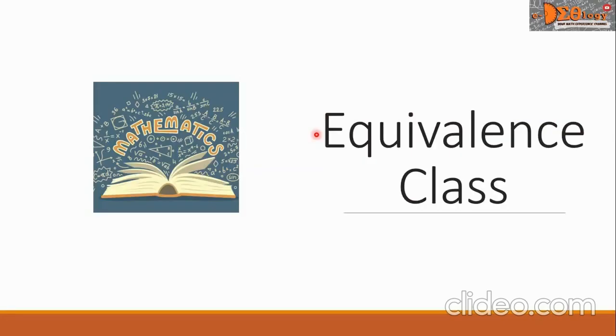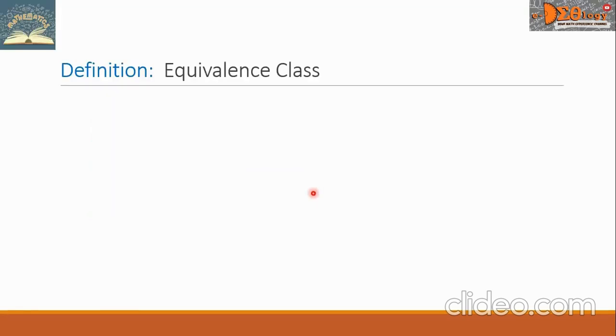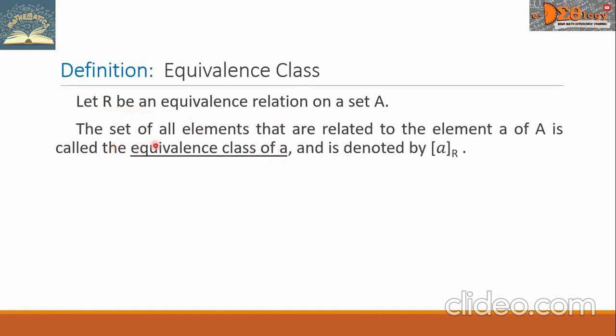Hi everyone, today we're going to study equivalence class. Let us define equivalence class. Let R be an equivalence relation on a set A. The set of all elements that are related to the element A of set A is called the equivalence class of A and is denoted by this symbol.